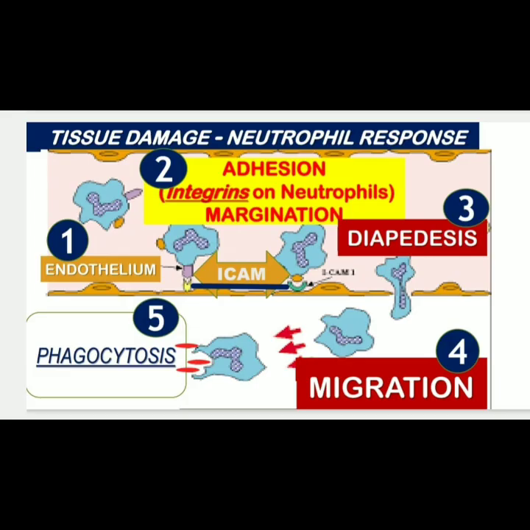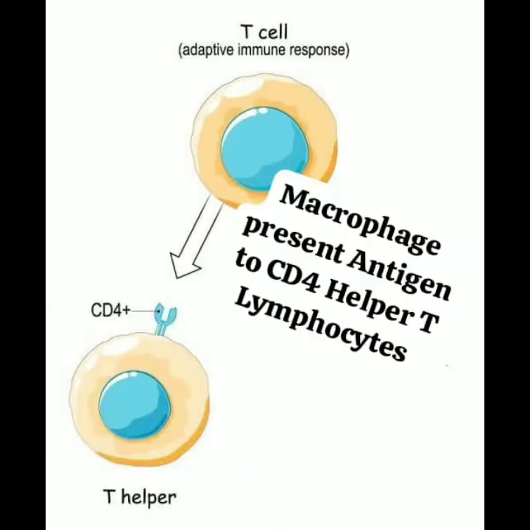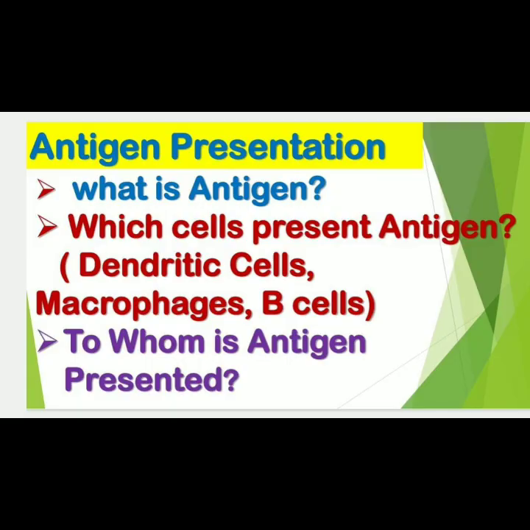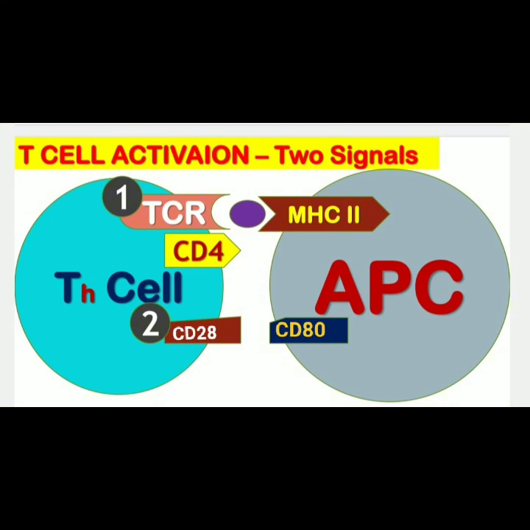Macrophages are not only phagocytes but also connect innate immunity with adaptive immunity. Macrophages act as antigen-presenting cells and present the antigen to helper T lymphocytes. Antigen is any substance that can initiate an immune response in the body. Antigen is presented to T lymphocytes, also known as helper T lymphocytes, and activation requires two signals.